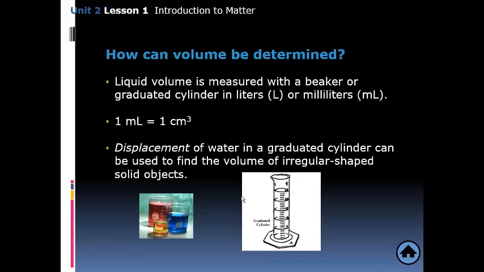So you're going to fill up your graduated cylinder to exactly 15. When you drop your rock in, it goes up to 20. To figure out volume, you simply take your ending volume minus your beginning volume. 20 milliliters minus 15 milliliters. That means the volume of your rock would be 5 milliliters.